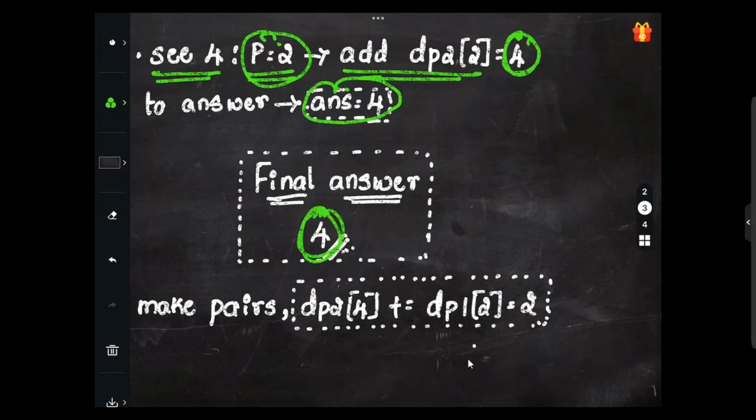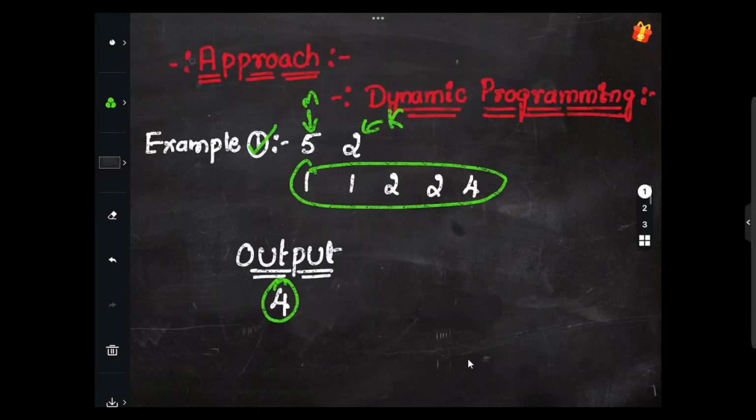So we can make pairs here: dp2 of 4 plus dp1 of 2, that is 2, right? So the final answer that we need to represent in the form of output is this one, not this one, basically. So not the pairs, right? The output that we got here is 4, which is equivalent to the output that they have given for example 1 within the question, right? So our approach works absolutely correct, right?